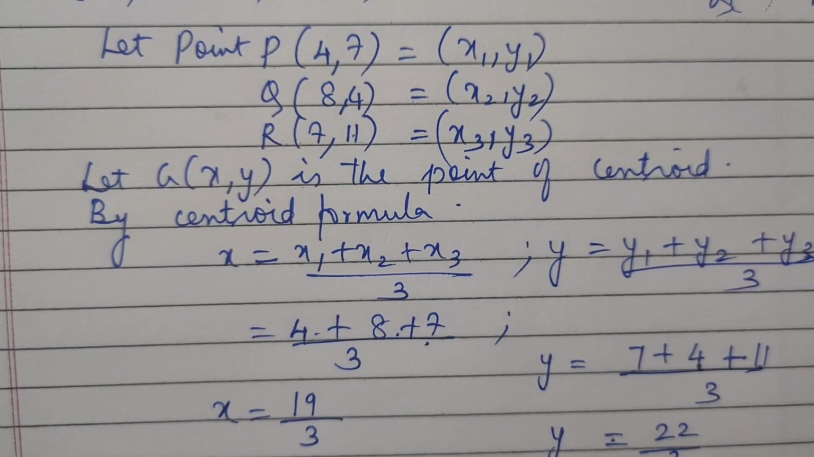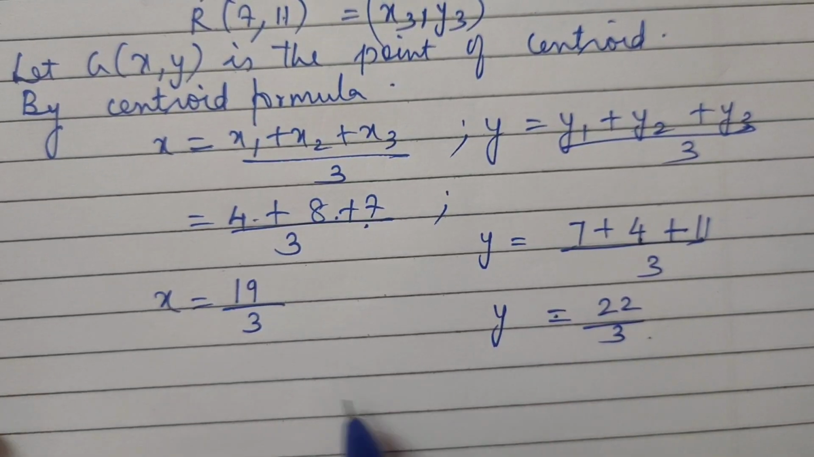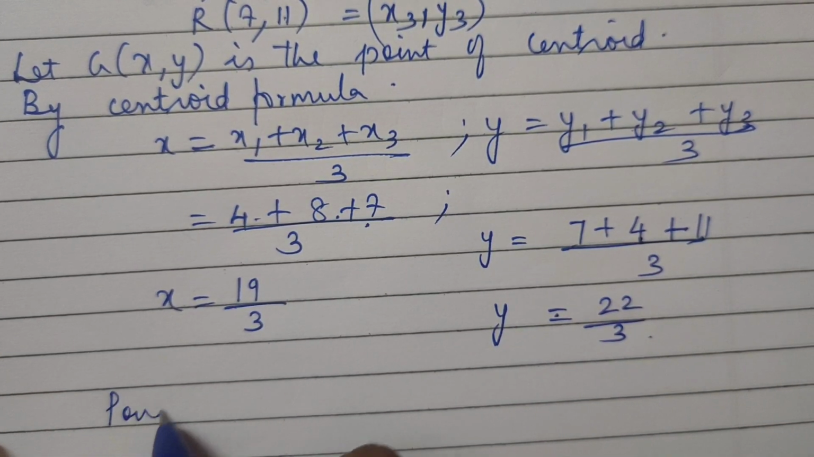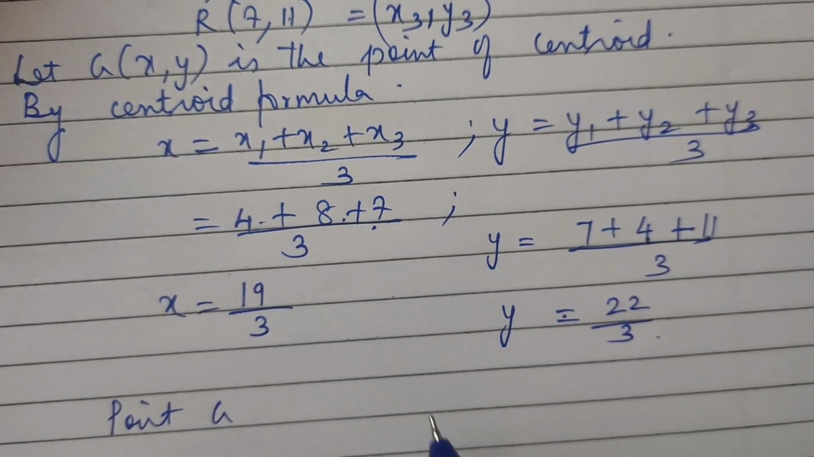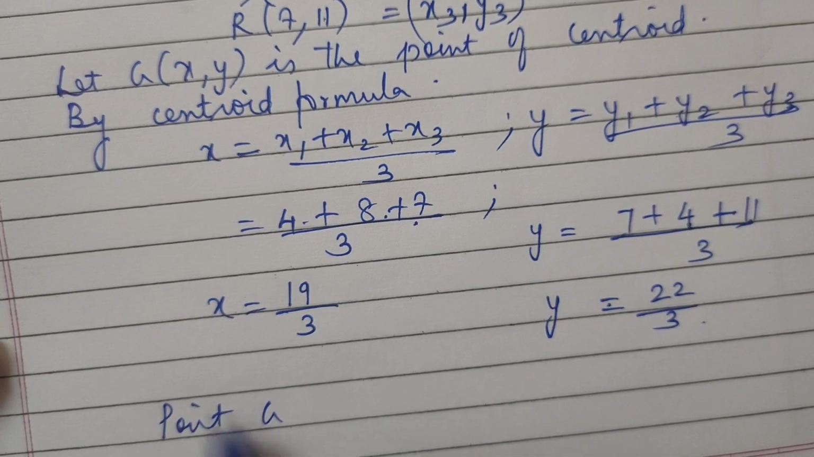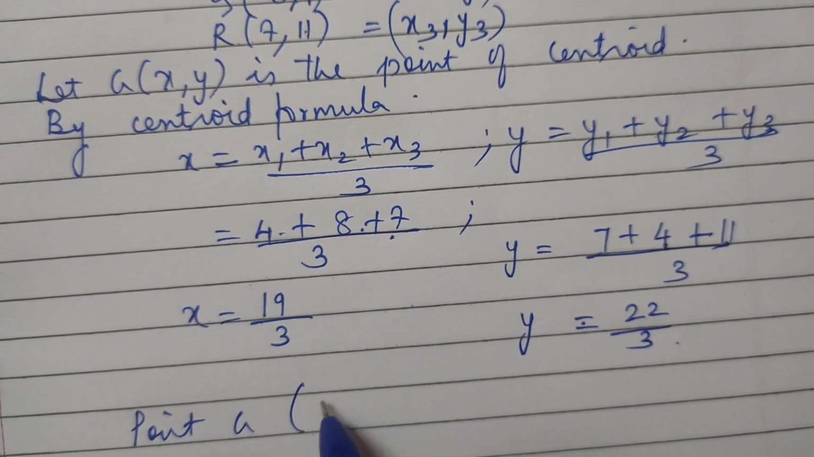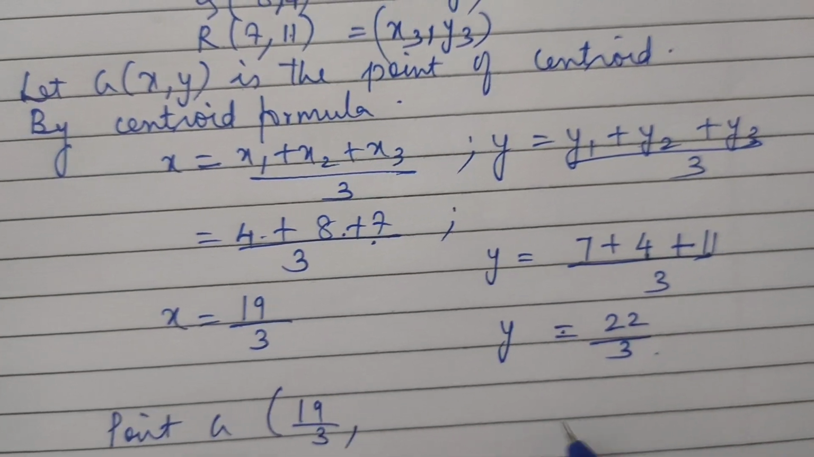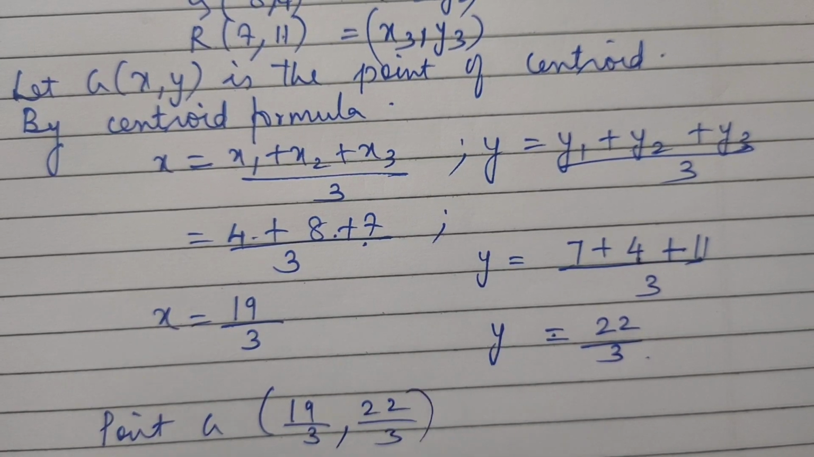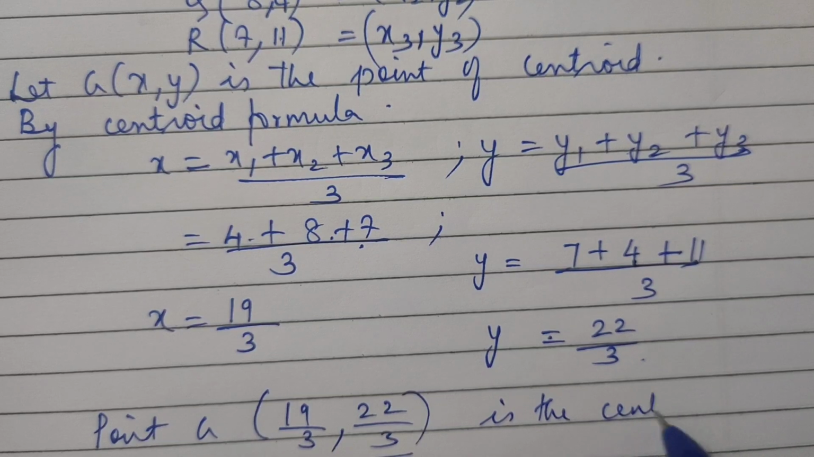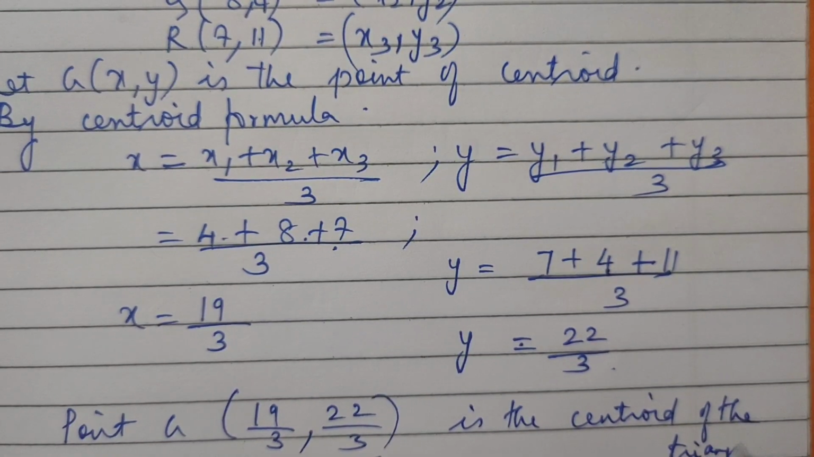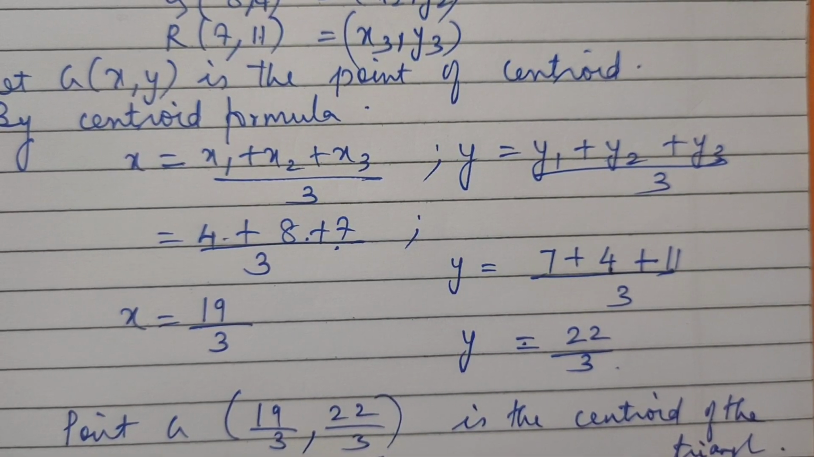Again here, what values did we get? 19 upon 3. So what is the point G here? They asked to find the centroid, right? Point G is 19 upon 3 and 22 upon 3. This is the centroid of the triangle. Understood how we need to find it out? Yes, my dear.